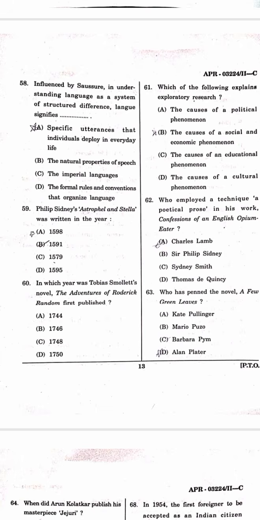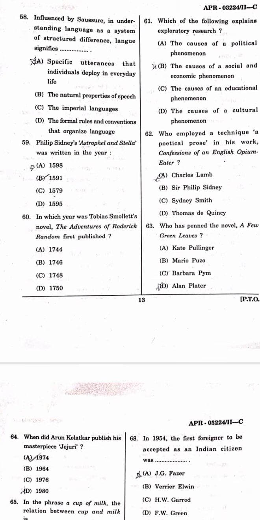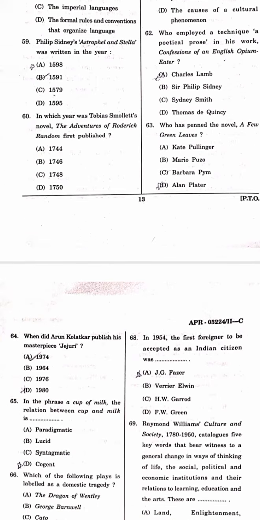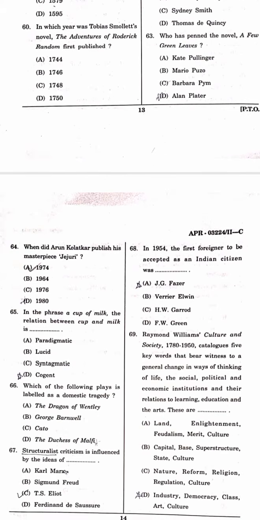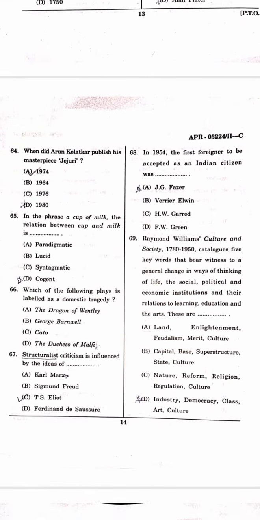Question number 63. Who has penned the novel A Few Green Leaves? And the correct one is Barbara Pym. Question number 64. When did Arun Kolatkar publish his masterpiece Jejuri? And the correct option is 1976. Question number 65. In the phrase a cup of milk, the relation between cup and milk is a, the correct option is option A, paradigmatic.